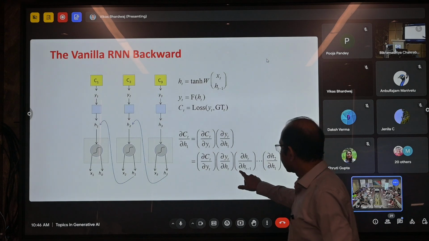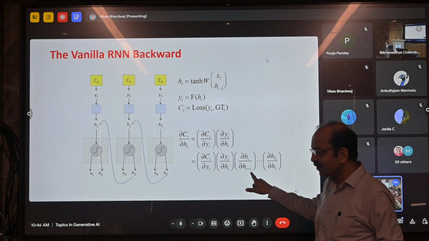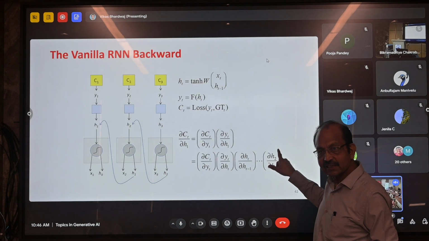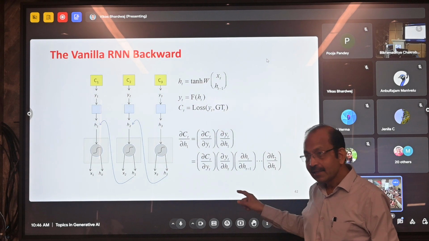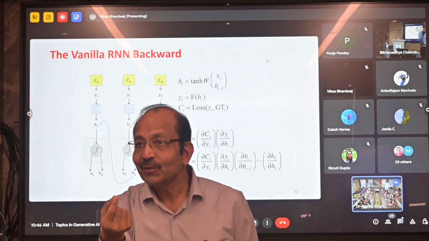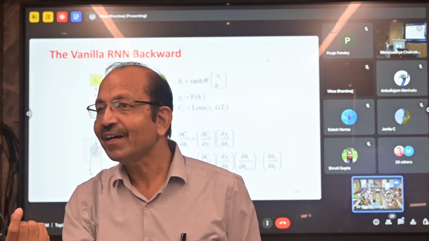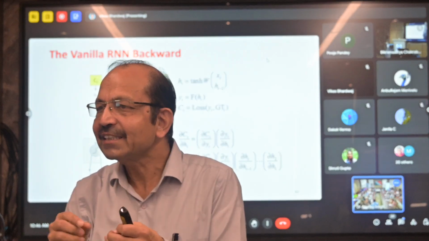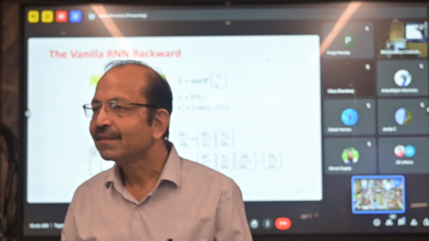Can you see? For computing this, your del ht is a function of ht minus 1, so you have to differentiate ht with respect to ht minus 1, ht minus 1 with respect to ht minus 2, ht minus 2 with respect to ht minus 3, down to h2 with respect to h1. So these terms are becoming very, very small. But if I don't make it small, let's say this quantity is around 1, then after multiplication what will happen? Let's say all these are 1, 1, 1, 1, 1, or some constant. So what will happen? Will it be 0?